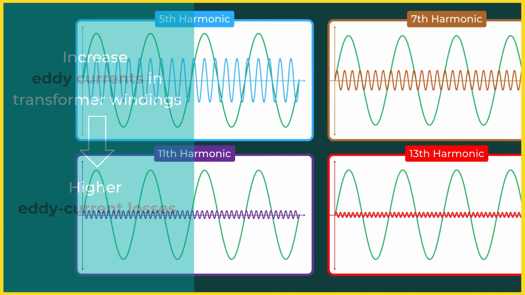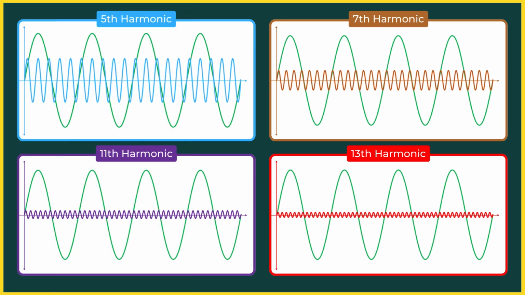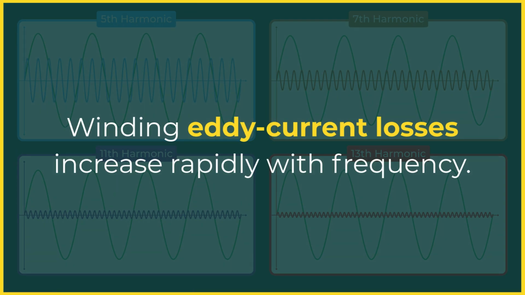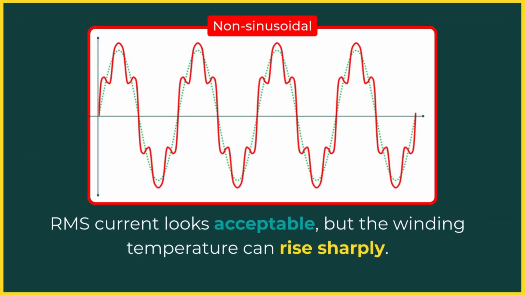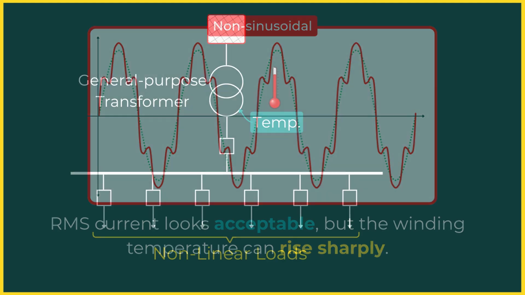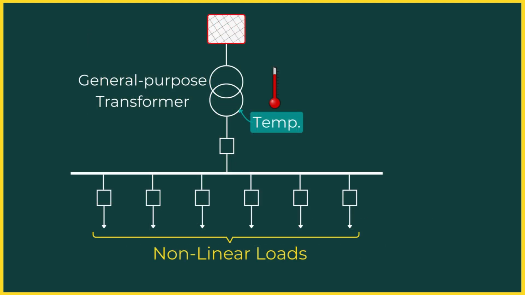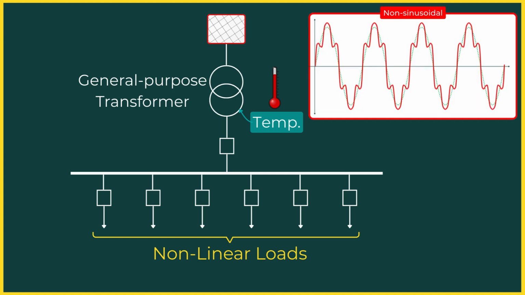And here is the key point, please remember this. Winding eddy current losses increase rapidly with frequency. That means higher order harmonics produce disproportionately higher heating. So even if the RMS current looks acceptable, the winding temperature can rise sharply. And this is why we cannot load a general-purpose transformer to its rated capacity when supplying non-sinusoidal currents.